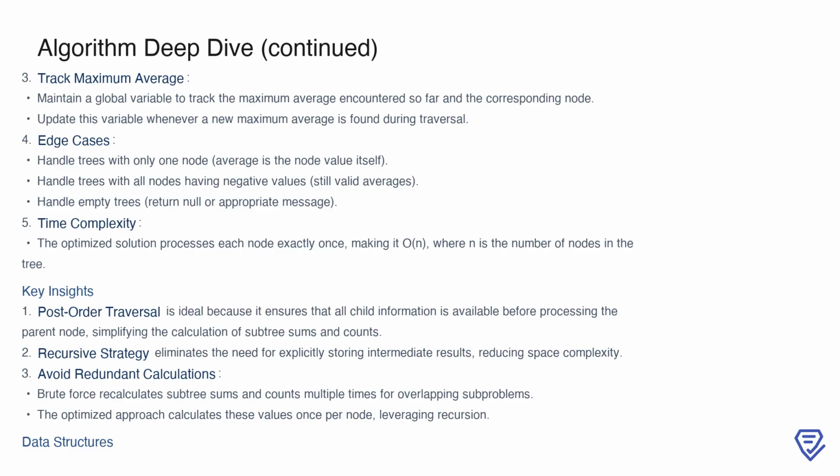In terms of efficiency, this optimized approach processes each node exactly once, resulting in a time complexity of O(n), where n is the number of nodes in the tree. Post-order traversal is particularly well suited for this problem because it ensures that all necessary information about child nodes is available before processing a parent node. Furthermore, this recursive strategy avoids redundant calculations, which makes it significantly more efficient than the brute force approach.